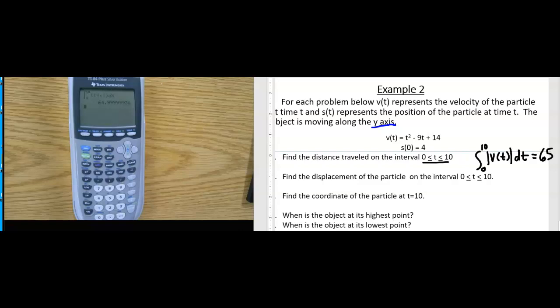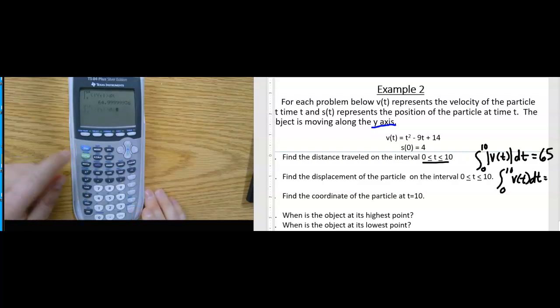Okay, now we want to find the displacement. Displacement is the same thing as distance, it's just that there's no absolute value. And it tells you something different too. It doesn't tell you just how far the object traveled, it tells you how far the object's ending point is away from its starting point. So let's go ahead and calculate that.